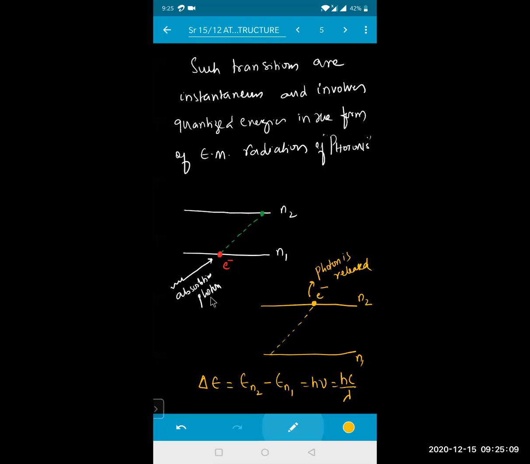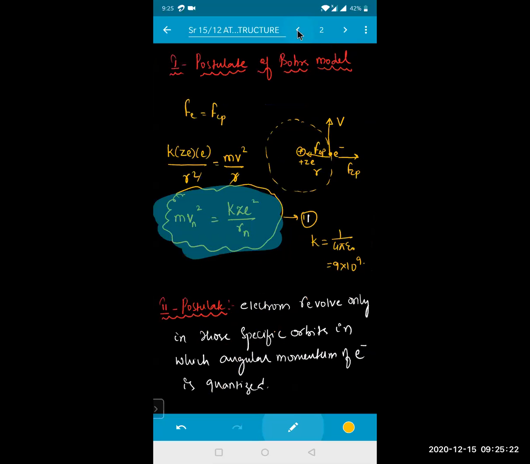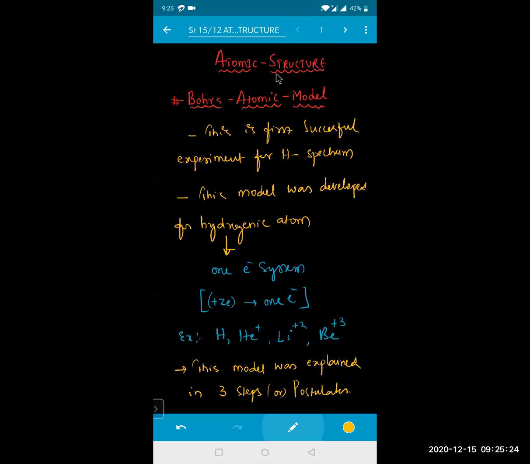If it is exciting, it absorbs the energy. If it is de-exciting, that means if it is coming from a higher energy level to a lower energy level, it will release a photon and come to the lower energy state. So that is about the three postulates you need to remember for Bohr's model of atomic structure. The first thing is that it is only associated with one-electron systems like hydrogen, helium plus, lithium plus 2, beryllium plus 3.